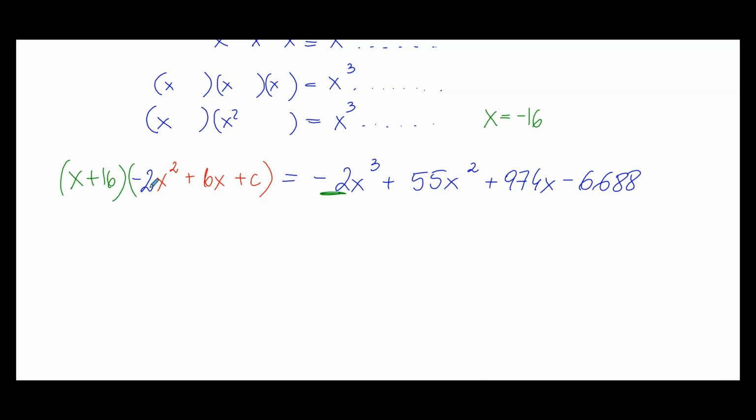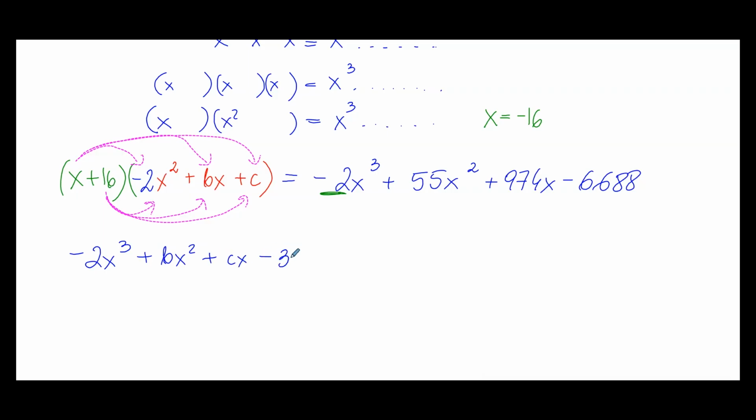Okay, let's do our multiplication. So here, we just multiply everything by everything, bracket by bracket. I'm always drawing arrows so that we don't omit anything. So x by minus 2x to the power of 2 will be minus 2x to the power of 3. x by bx will be bx to the power of 2. x by c will be cx. Then 16 by minus 2x squared will be minus 32x to the power of 2.